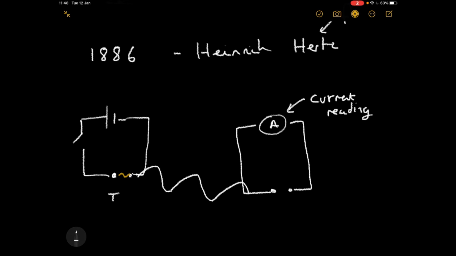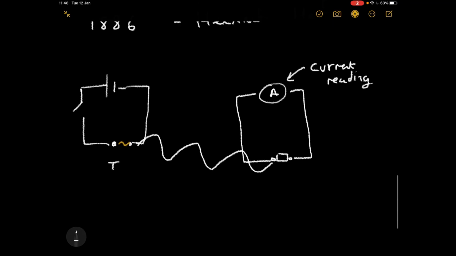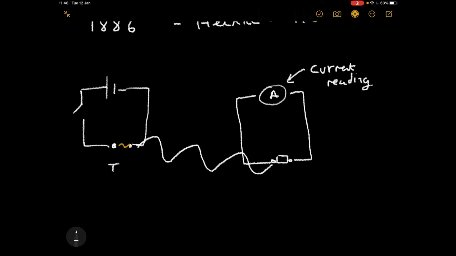Which would mean that what has happened is a wave of energy has crossed this distance of several meters between the transmitter and the receiver. And because it matched that little gap there, it's been able to transmit some of its energy into the wires and generate a current signal.